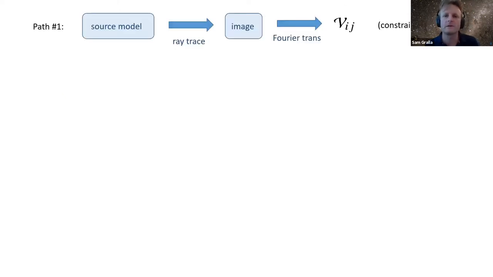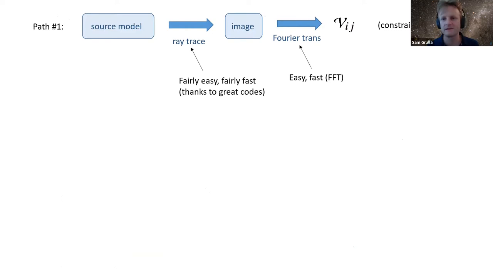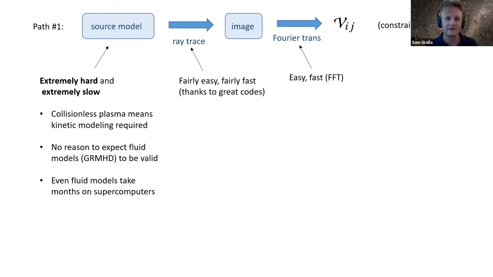So let me go into a little more detail about these two paths. The first one, where you would try to model the source and constrain that model. Well, this last step on the right, the Fourier transform, that's easy. We've got great algorithms for that. Even ray tracing, following photons in the Kerr metric these days is really routine. I mean, the codes are really good and there are semi-analytic approaches in part that I've worked on. It's not hard. The trouble with this approach is getting a model of the source.